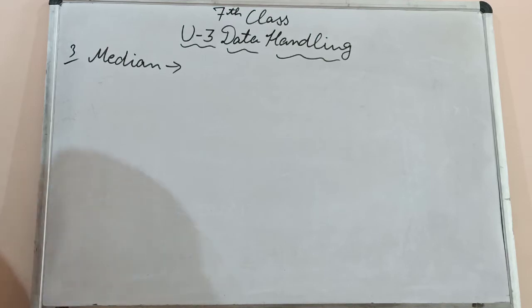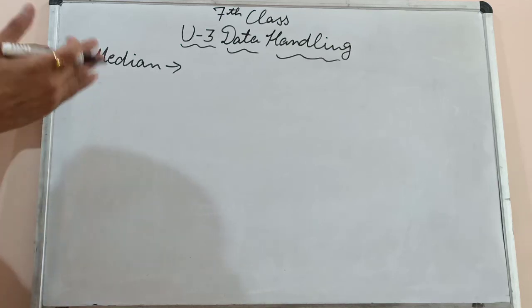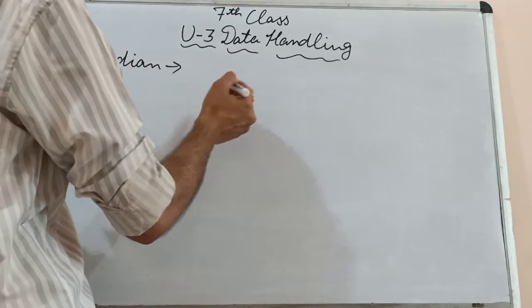Yes. Next term is median. So median is the value which lies in the middle of the data. In the middle, बिल्कुल center में आती है. ठीक है? So let us we have rough data.